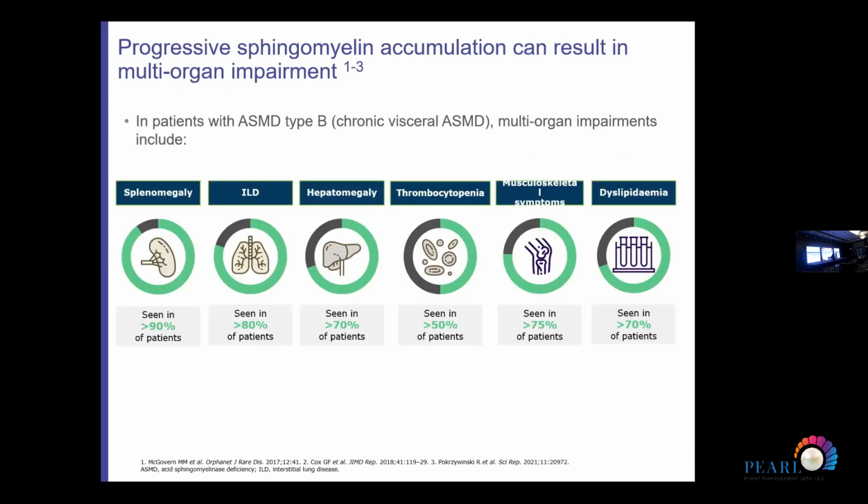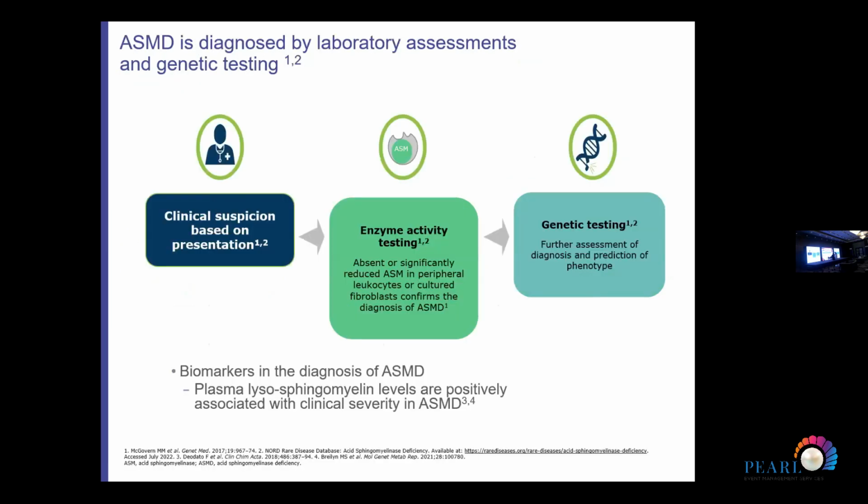So progressive sphingomyelin accumulation results in multi-organ involvement. More than 90% have splenomegaly, more than 80% have interstitial lung disease, more than 70% have hepatomegaly. Thrombocytopenia is seen in 50% of patients, musculoskeletal symptoms in up to 75%, and dyslipidemia in more than 70% of patients. So how do you diagnose ASMD?